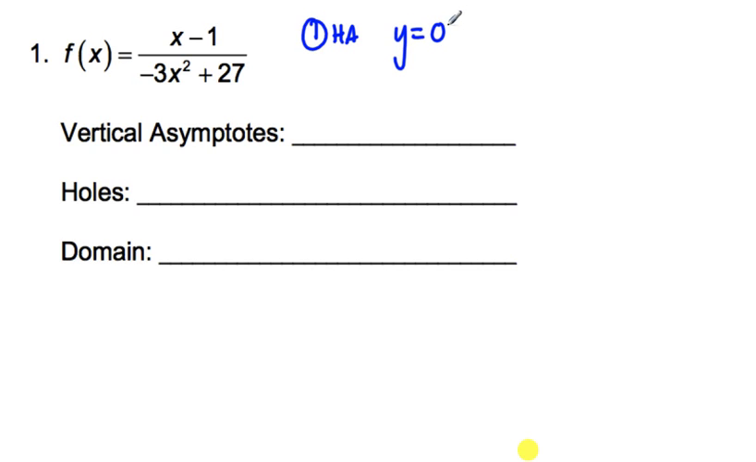Y equals 0. Number 2 says to factor, and this is the harder part. Does the top factor? No. Does the bottom factor?